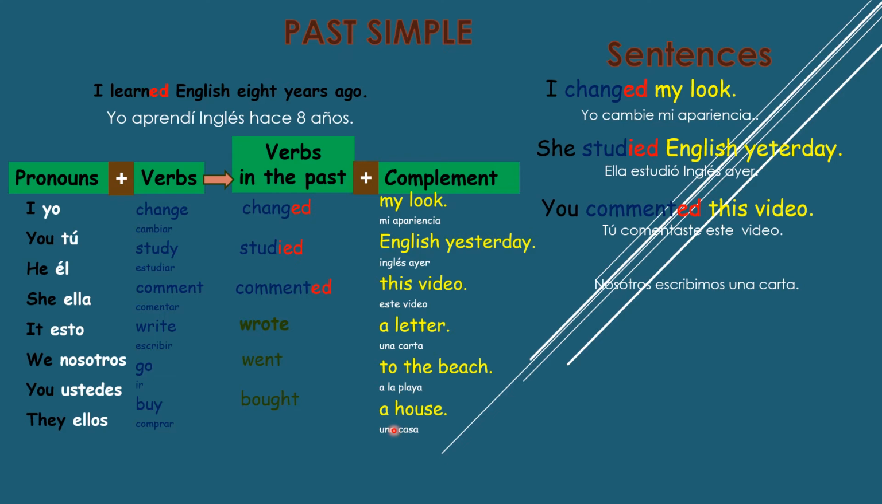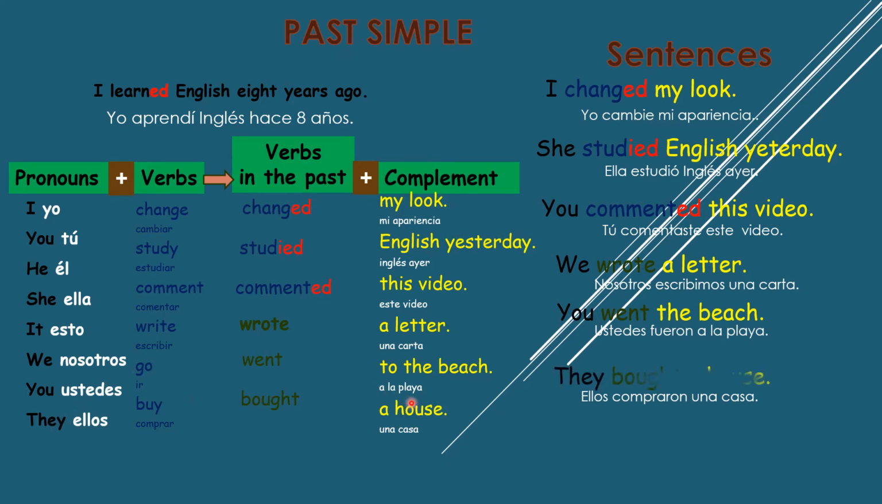Nosotros escribimos una carta. I will say, we here. Nosotros, we wrote a letter. We wrote a letter. Ustedes fueron a la playa. You went to the beach. You went to the beach. Ellos compraron una casa. Ellos, they bought a house.